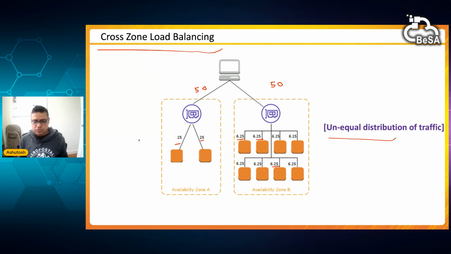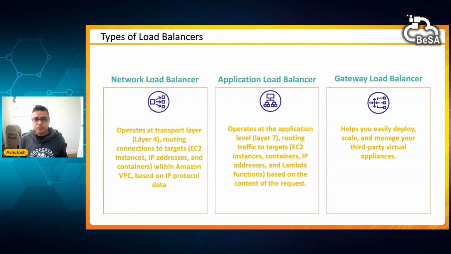Okay. So that was the cross zone load balancing. Now, types of load balancers. So there are three types of load balancers. Actually, there were four, but one is decommissioned. It was called classic load balancer. It was for classic instances. Honestly speaking, I never saw any classic instance.